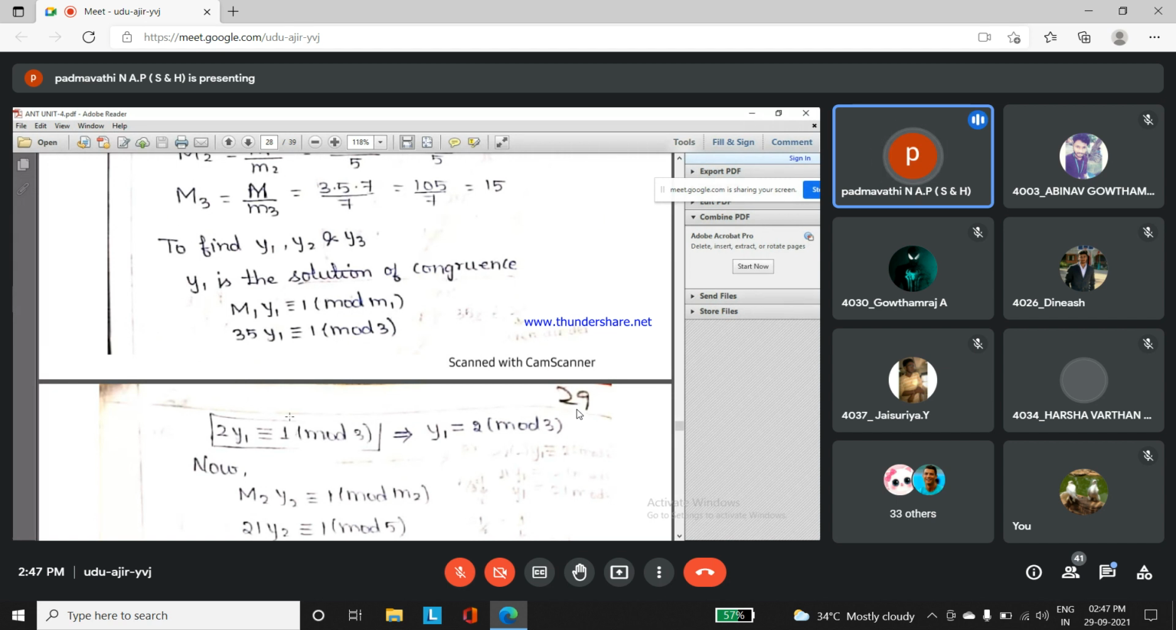35 ஐ 3 ஆல டிவைட் பண்ணா, again simplify பண்ணுங்கமா. See, 35 is greater than 3. Okay, so simplify பண்ணா என்ன வரும்? Remainder 1 வரணும்.